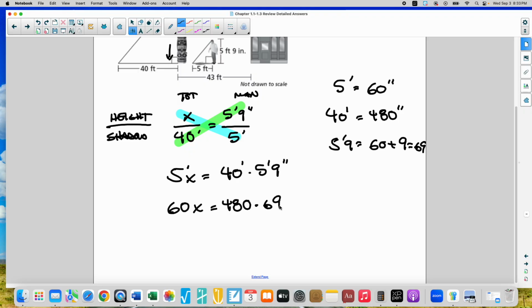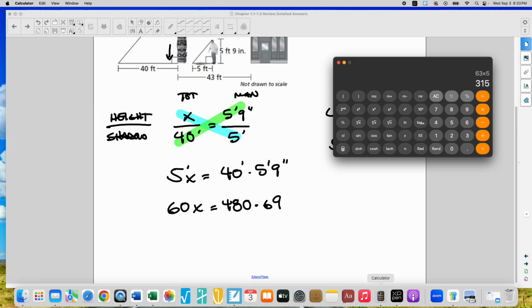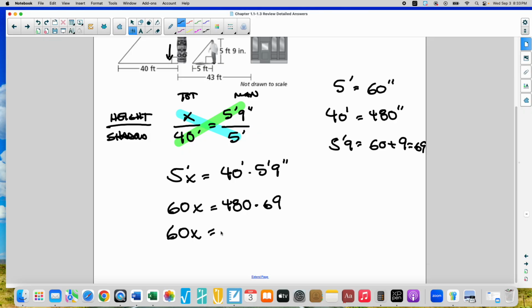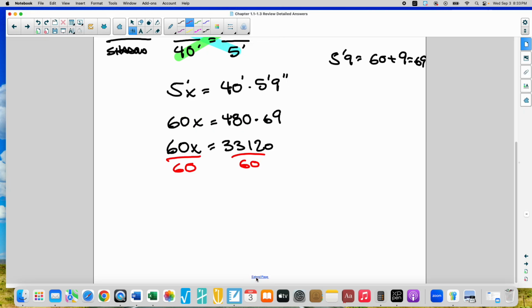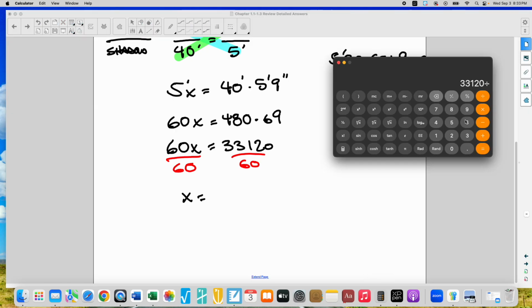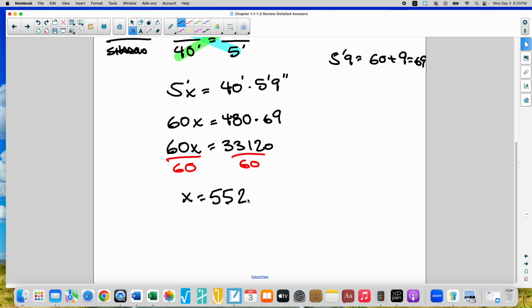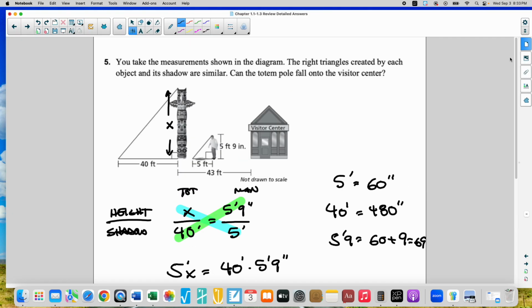Whew, okay. So let's do that. Let's do 480 times 69 gives me 33,120. Let's divide by 60. And that gives me x equals, let's divide this by 60, 552. 552 inches.